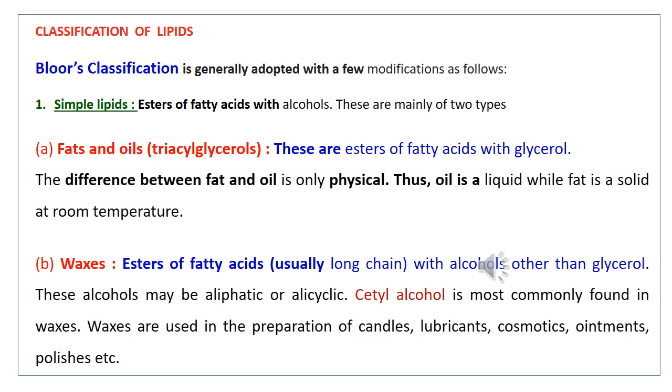The second one, the waxes. The esters of fatty acids with alcohols other than glycerol. This alcohol may be aliphatic or alicyclic. The cetyl alcohol is most commonly found in waxes. The waxes are used in the preparation of candles, lubricants, cosmetics, ointments, and polishes.